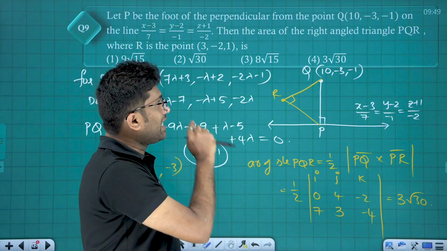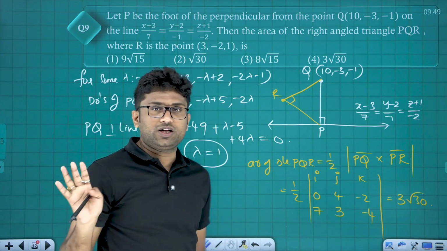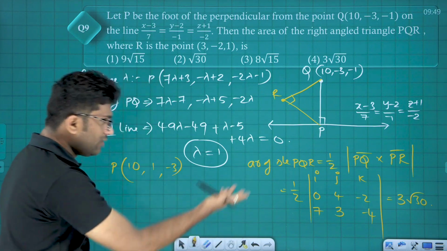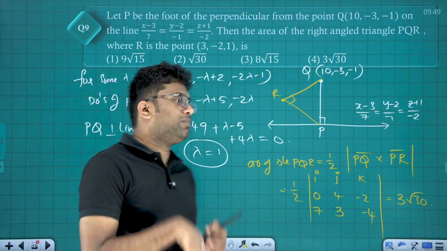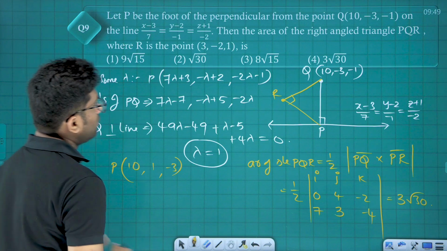So whether the triangle here is a right angle triangle or some other triangle, we are not going to bother about it, because it is in 3D. So directly we can do: area of triangle is half into PQ cross PR or PQ cross QR, anything is fine. Next question, which is option 4.